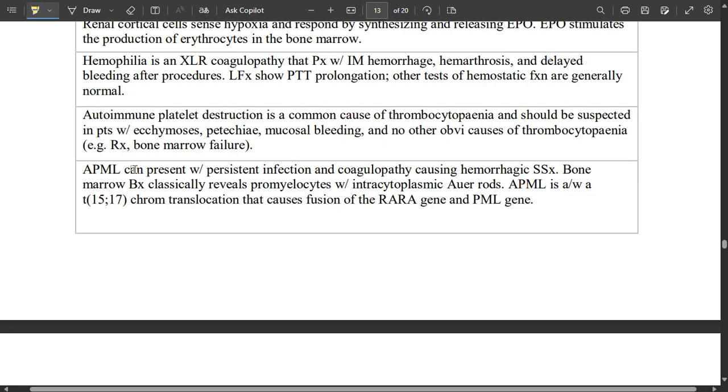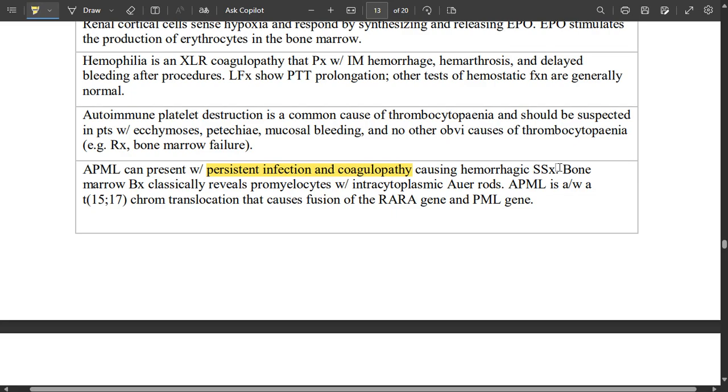APML, that is acute promyelocytic leukemia, can present with persistent infection and coagulopathy causing hemorrhagic signs and symptoms. So if there is persistent infection, persistent coagulopathy, and some hemorrhagic features, then APML must be suspected. Bone marrow biopsy classically reveals promyelocytes with intracytoplasmic rods.